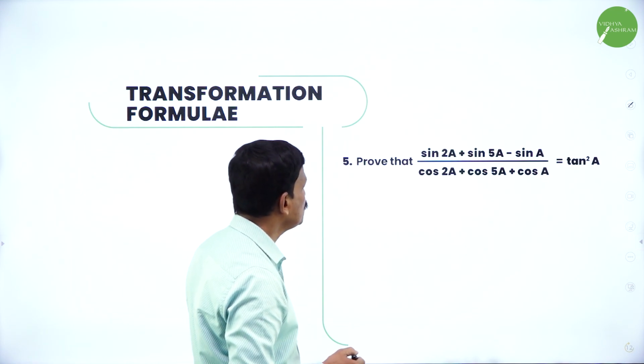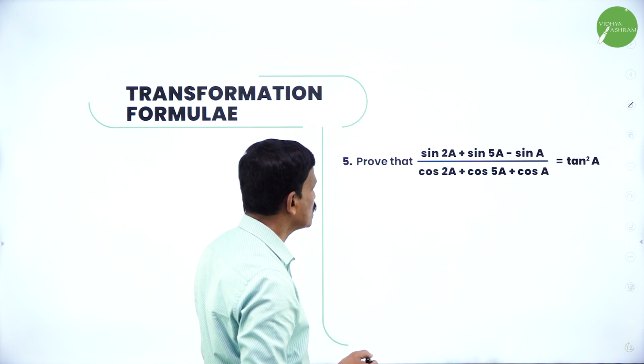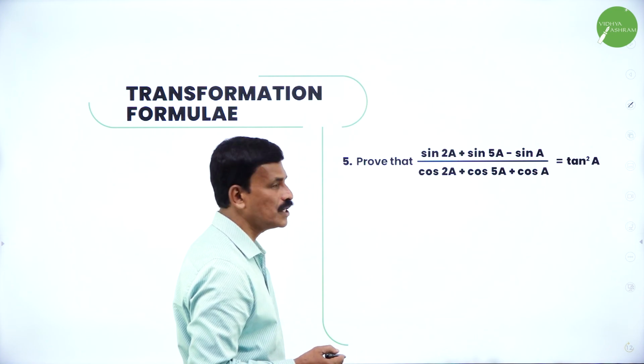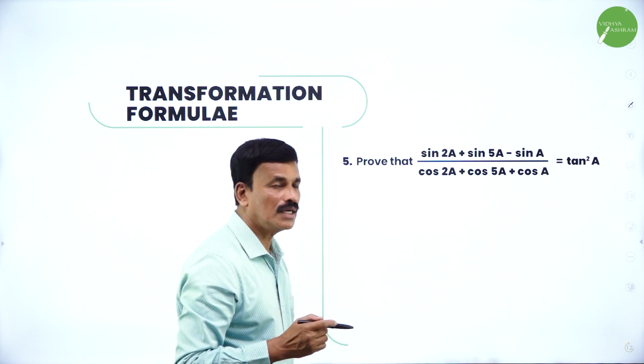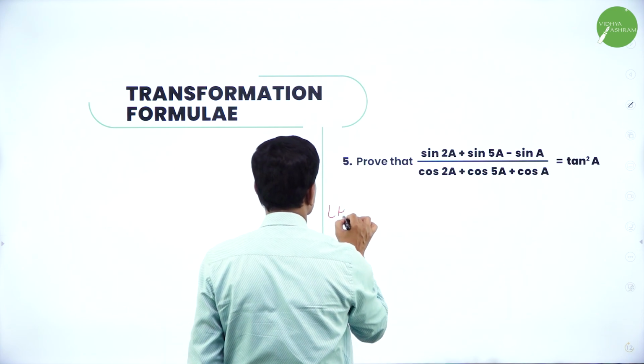Prove that sin 2a plus sin 5a minus sin a divided by cos 2a plus cos 5a plus cos a is equal to tan square a. Now LHS, let us take LHS.